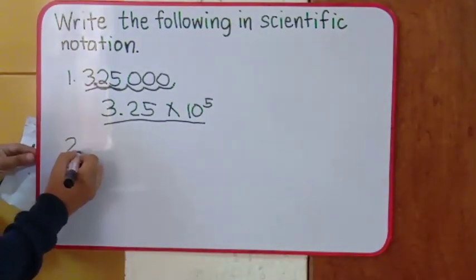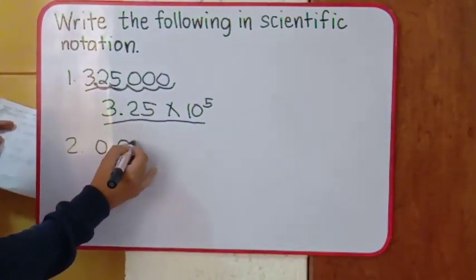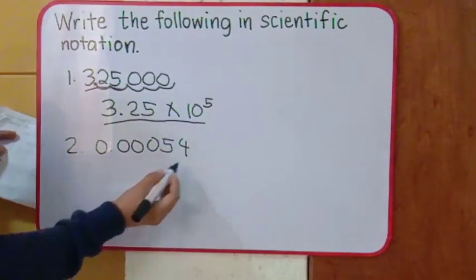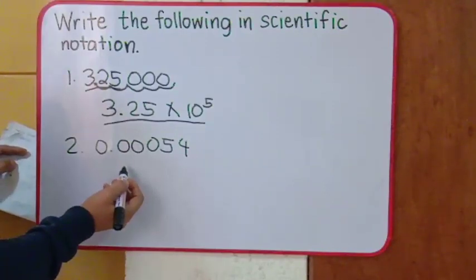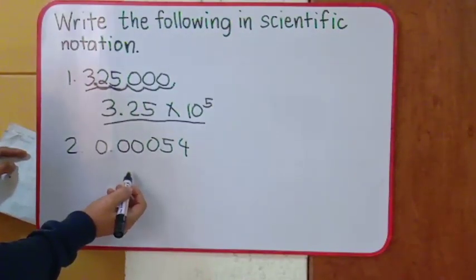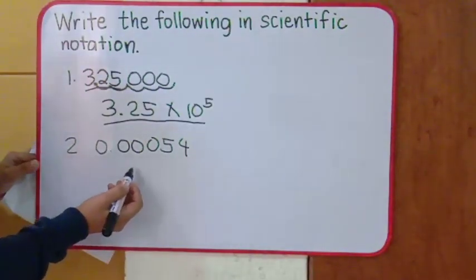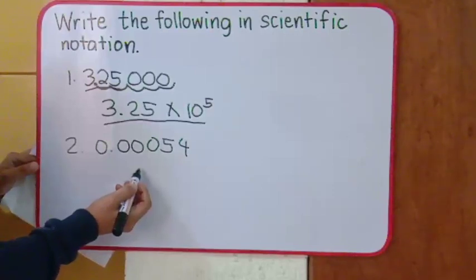Now let us have the second example. So we are given here 0.00054. So this is a decimal number. So again, we will have the value of A, wherein A must be greater than or equal to 1 but less than 10. So we will count or move the decimal point up to the first significant digit.